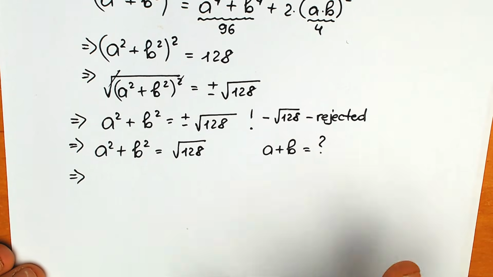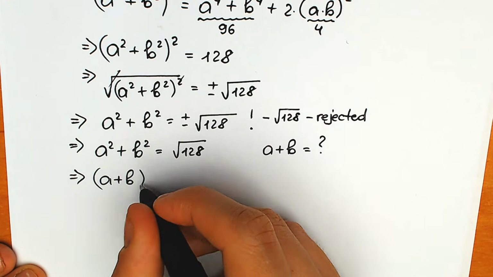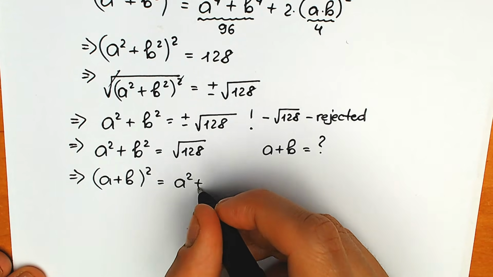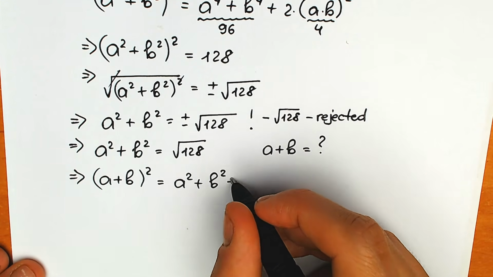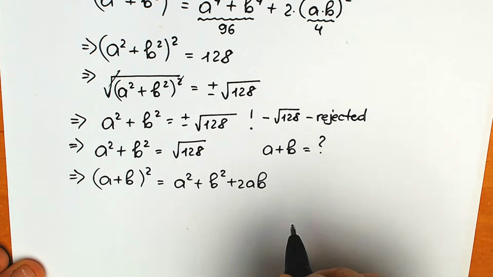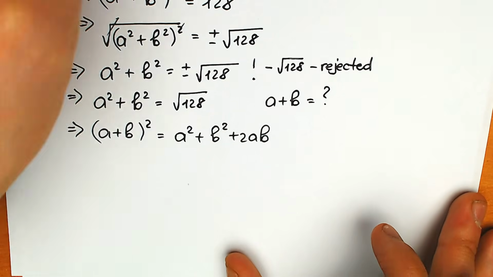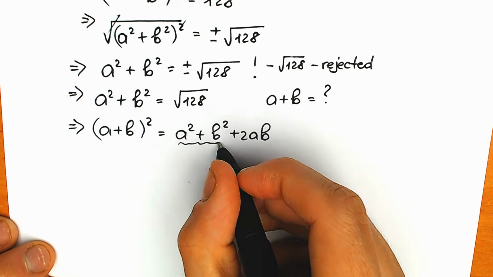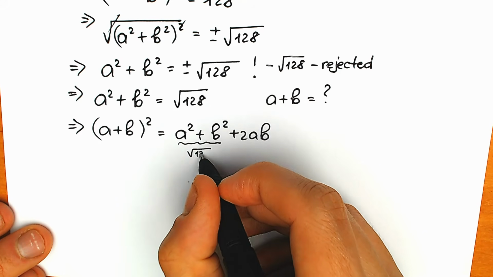This formula looks like that when we have a plus b to the second power. This is a classic school formula. Everyone knows about it: a squared plus b squared plus 2ab. Right now, let's look closely. What do we know? A squared plus b squared we know, it is equal to square root of 128.